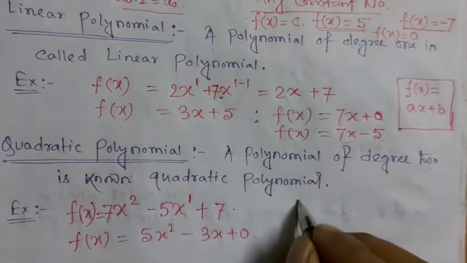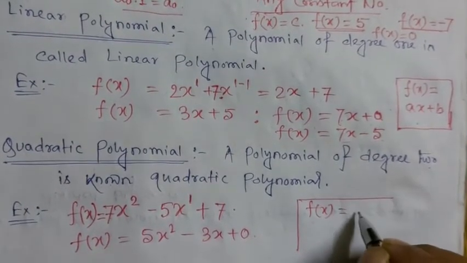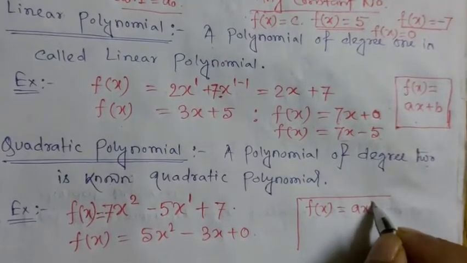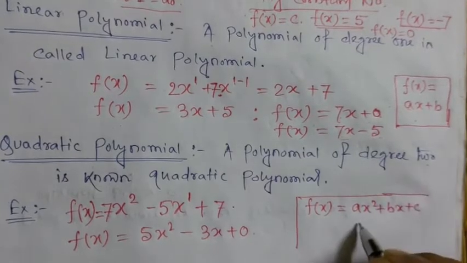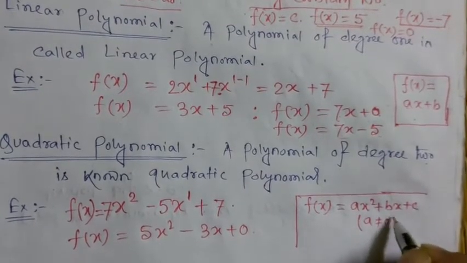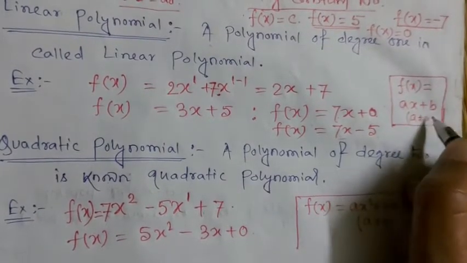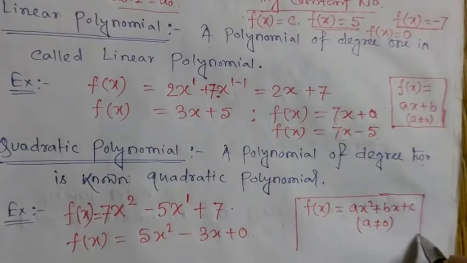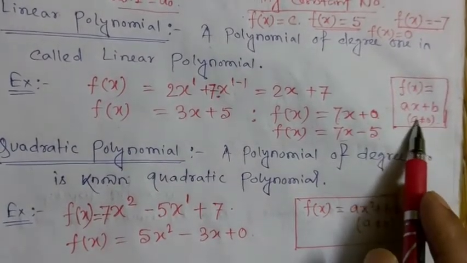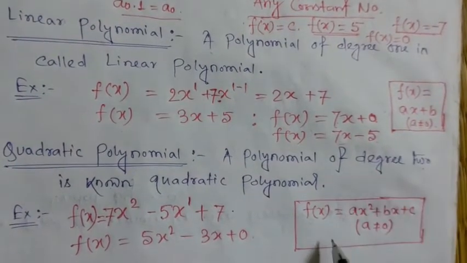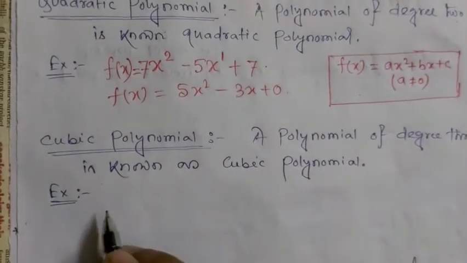So the general quadratic polynomial f(x) can be represented as ax² + bx + c, where the condition is that a must not equal 0. As in the previous case, here also a is not equal to 0. So this one is the general quadratic polynomial, and this one is the general linear polynomial. Now the general cubic polynomial.